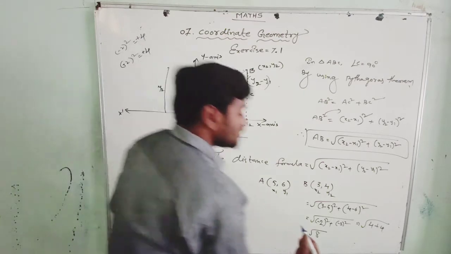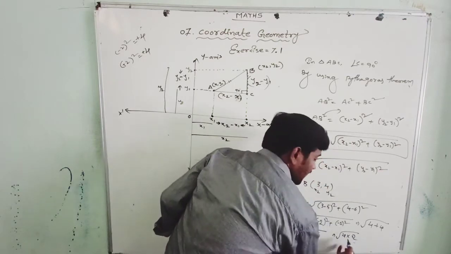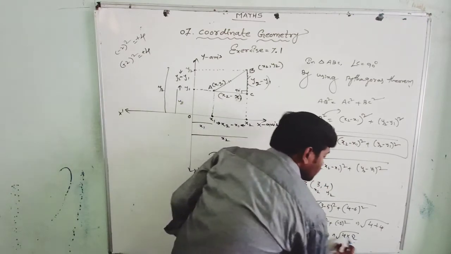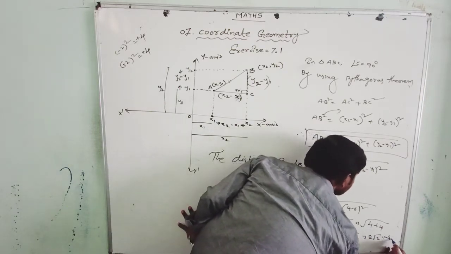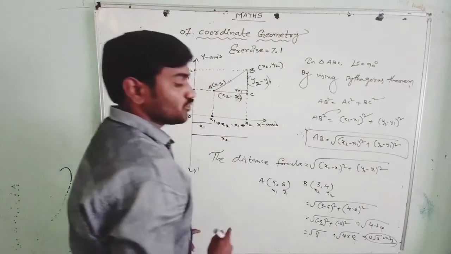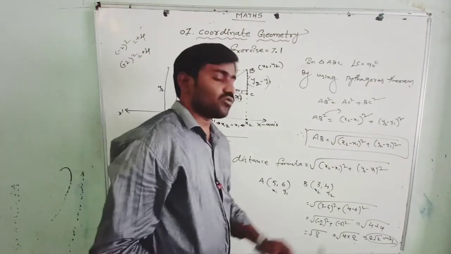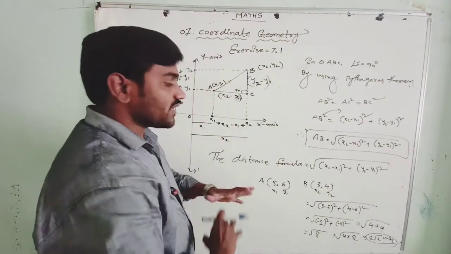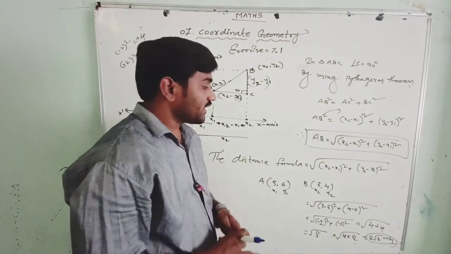Root 8 can be simplified. Root 8 can be written as under root of 4 into 2. Root 4 value is 2, so 2 root 2 units. Or we can write root 8 units. And this is the way we can find the distance between any two given points.